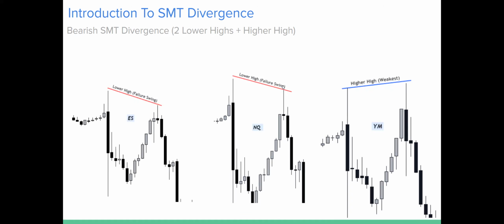Look at this. Did NQ get above it? No. Did ES get above it? No. So that's two of them doing the same thing, and one of them is the odd one out. This one is going to be the weakest out of them because it's the odd one out.